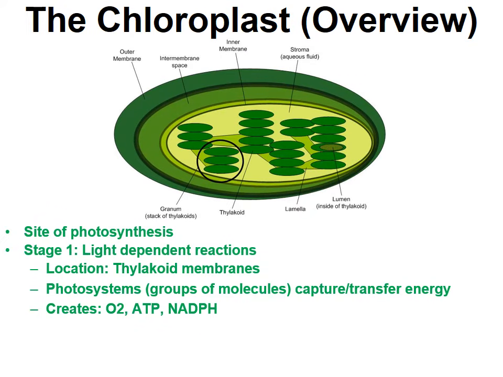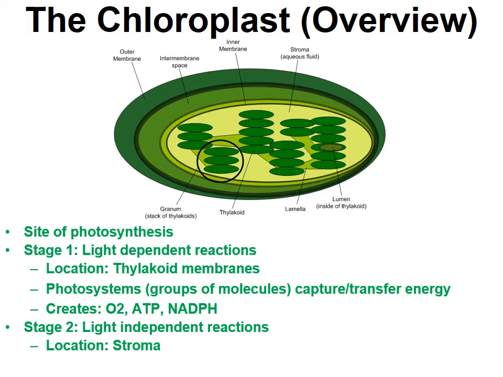The other stage of photosynthesis is called the light-independent reactions. This occurs in the fluid-filled interior called the stroma, and this is the location where glucose is created. Well, let's go ahead and jump into it.